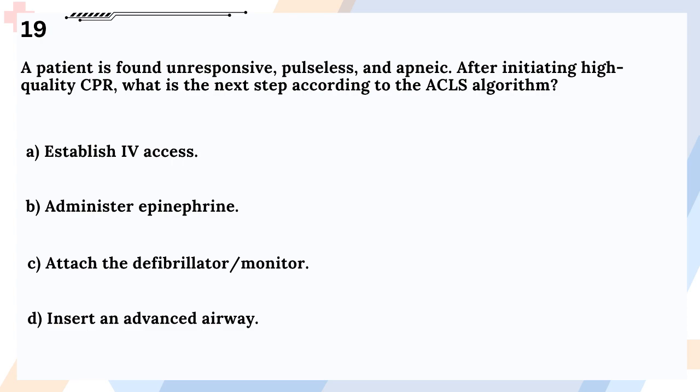Question 19. A patient is found unresponsive, pulseless, and apneic. After initiating high-quality CPR, what is the next step according to the ACLS algorithm? A. Establish IV access. B. Administer epinephrine. C. Attach the defibrillator/monitor. D. Insert an advanced airway.